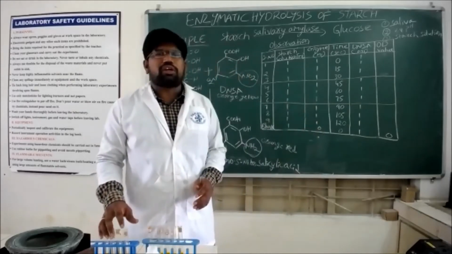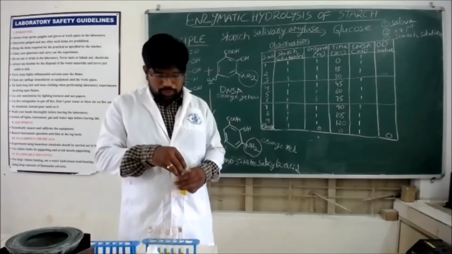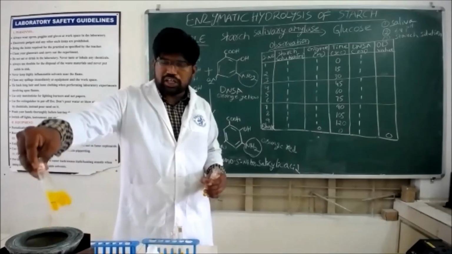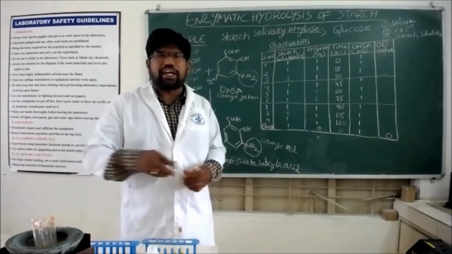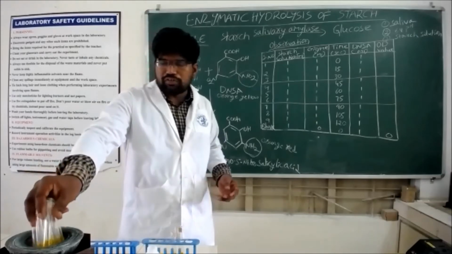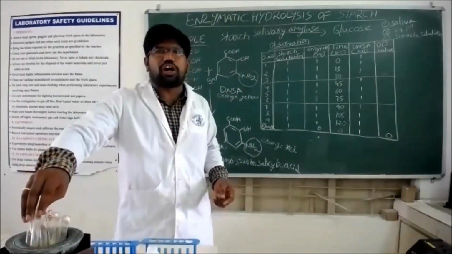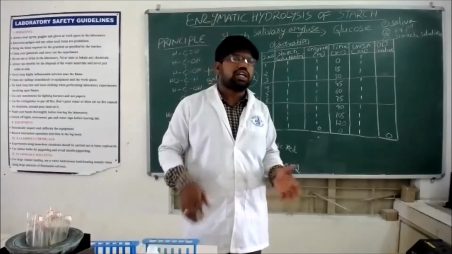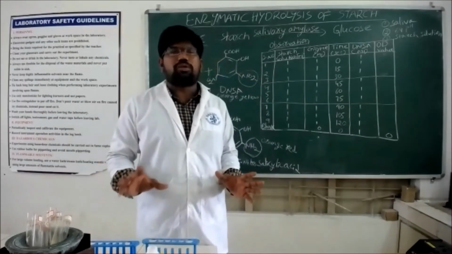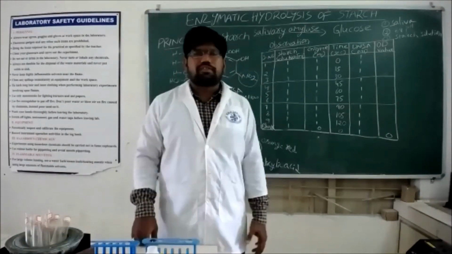Now after preparing all the mixtures, keep all the test tubes in the water bath for 5 minutes. The DNSA will react with the reducing sugar, that is glucose, and will form the orange red color. Next, the intensity of the orange red color we will measure using a colorimeter at 540 nanometers. So uniformly boil all the mixtures in the water bath for 5 minutes.